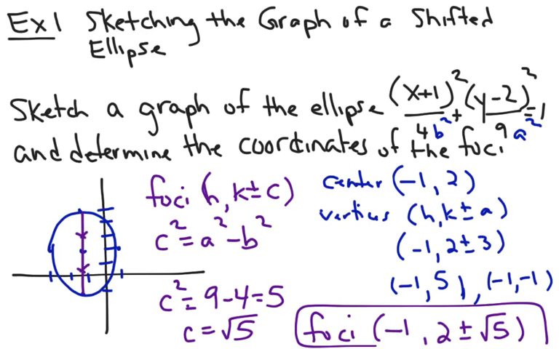And if you want to make sure you did it correctly, if you turn the square root of 5 into a decimal and add and subtract it from 2, you should get a number that's below where -1, 5 is, and one that's above where -1, -1 is. Make sure that it's inside the ellipse.